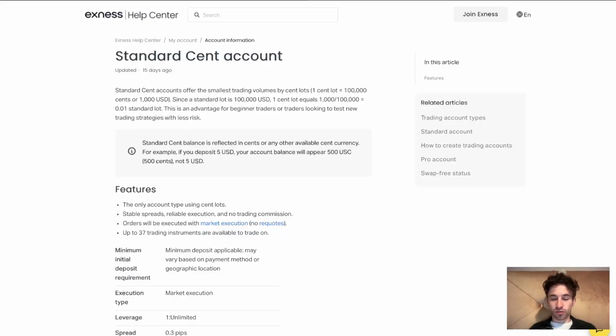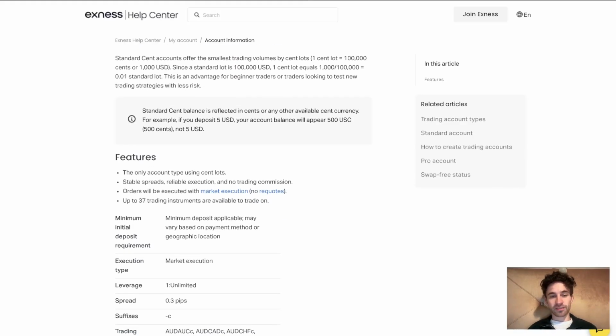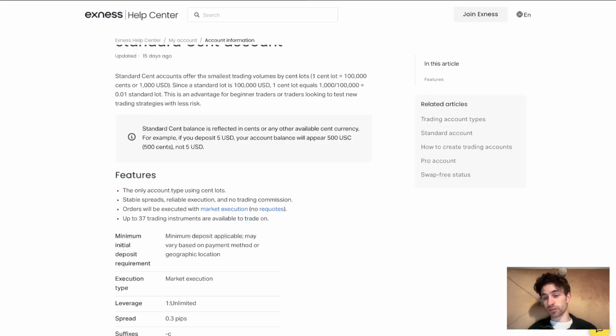So what a lot is in trading is, of course, 100,000 of the base currency. So one lot in USD is 100,000 USD, as it says right here. Now, a cent lot is 1,000 cents. So essentially what this is going to be right here is instead of being $100,000, this is going to be $1,000.